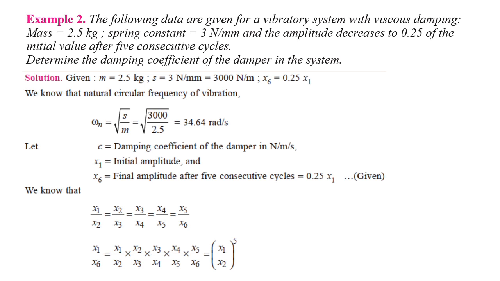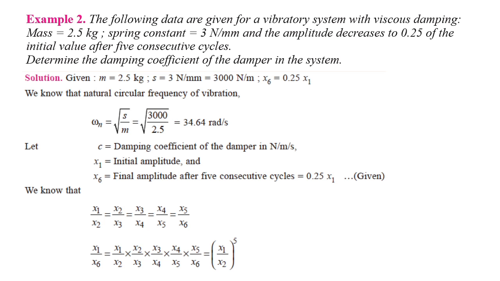Therefore x6 decreases to 0.25 of the initial value. If I consider the initial value as x1, then x6 is equal to 0.25 times x1. This condition is given in this sentence. Determine the damping coefficient of the damper in the system. So here you have to determine the damping coefficient C of the damper in the system.